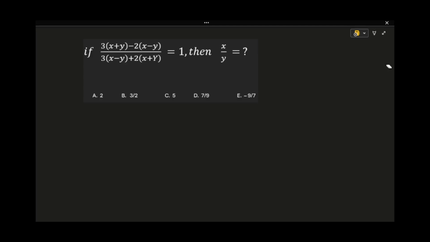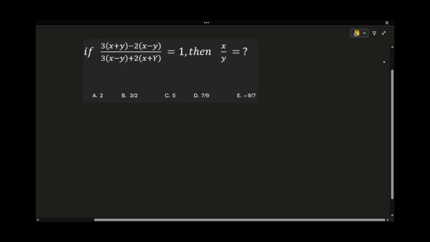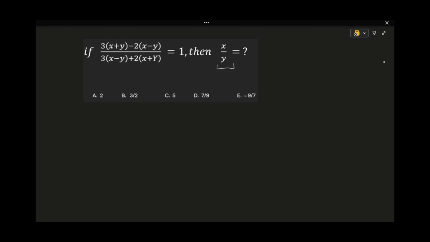So in this question we are trying to solve for x divided by y, if we are given that (3x + y) minus (2x minus y) divided by (3x minus y) plus (2x plus y) is equal to 1. So we are solving for x divided by y given these constraints or this equation. All right, and then we have our choices that we have to pick from: 2, 3 over 2, 5, 7 over 9, and negative 9 over 7.